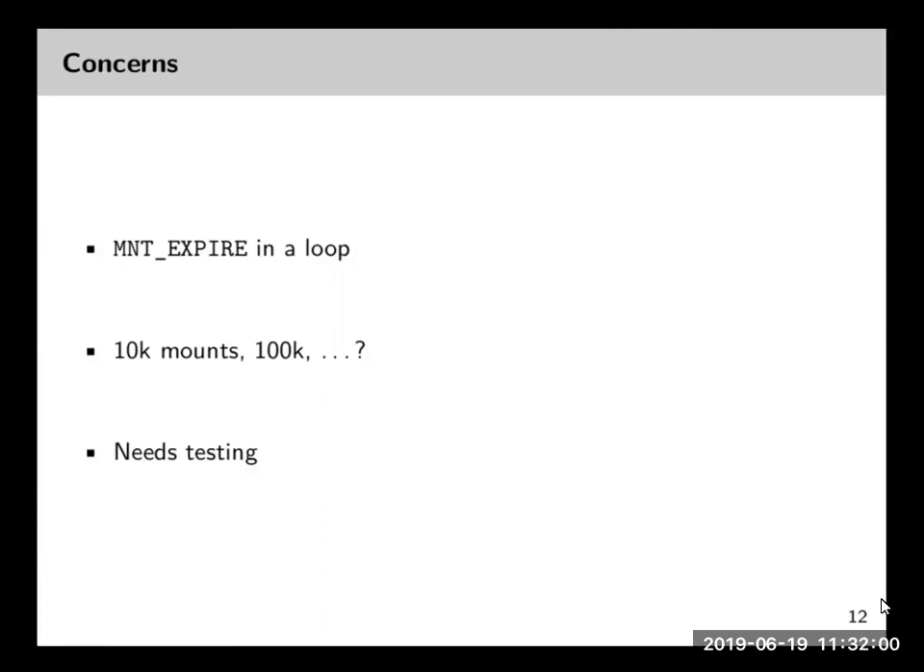So the current approach for doing that is every, I think it's 5 minutes or so, we just go through all the mounts and try to unmount them with this flag called mount expire. And this can be used to unmount things that haven't been touched. So if it hasn't been touched since the last time we called unmount with mount expire, it'll get unmounted. And if it is still in use, then we'll just get an error.